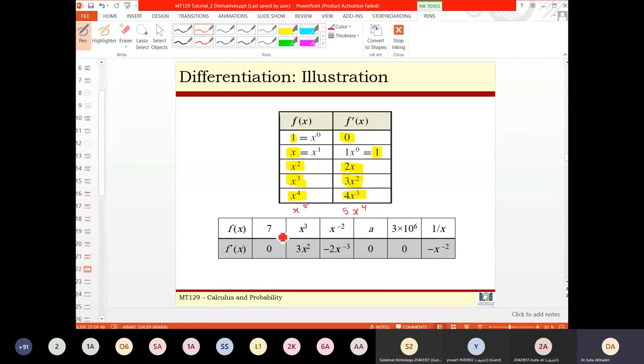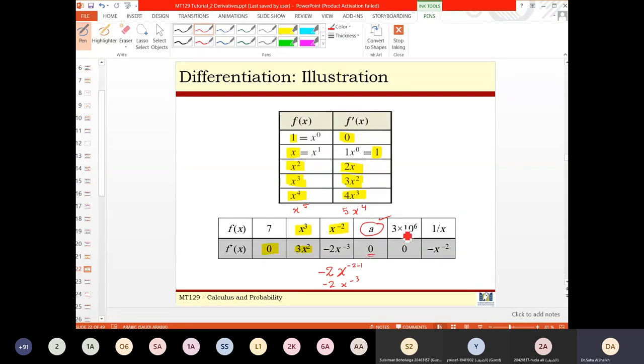One more table. What's the derivative of 7? 0. What's the derivative of x^3? 3x squared. What's the derivative of x to the power minus 2? Derivative of x to the power minus 2 is minus 2x to the power minus 2 minus 1. So this is minus 2x to the power minus 3. Yeah. What's the derivative of a? ايش يعني a? Constant. A is a constant. It's not an x. Derivative of a is 0.